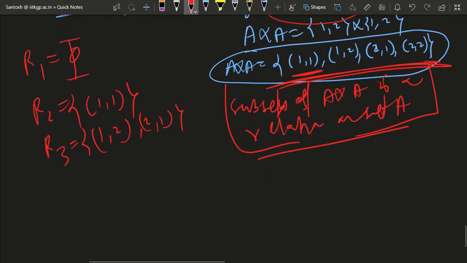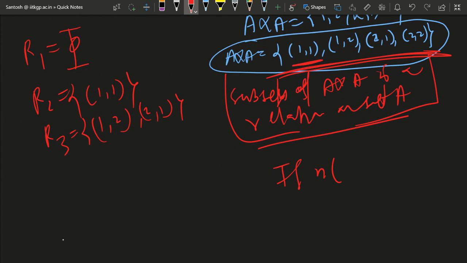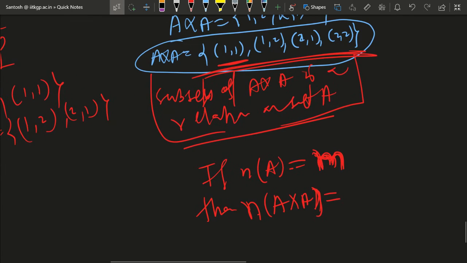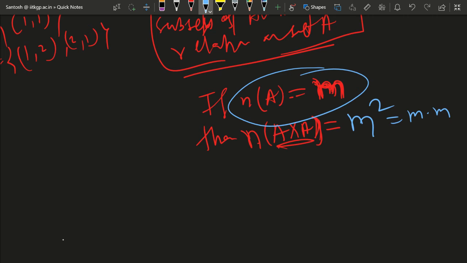So see, suppose the number of elements in set A is m. Only one set we have, so I'm taking m. Then the number of elements in A cross A, what will that be? If A has m elements, how many elements does A cross A have? It has m square, m into m. So A has m elements, A cross A has m square elements.